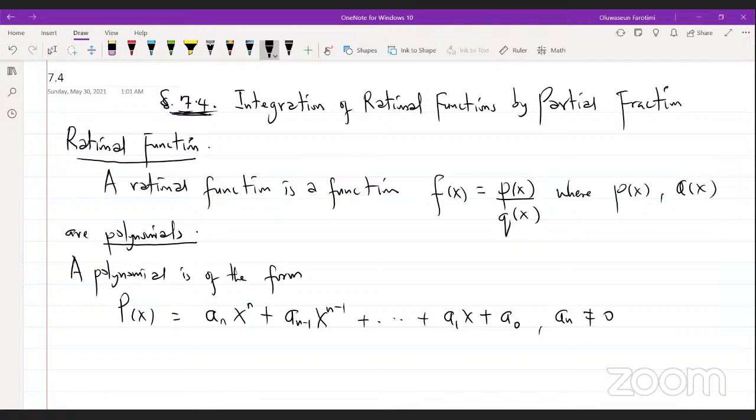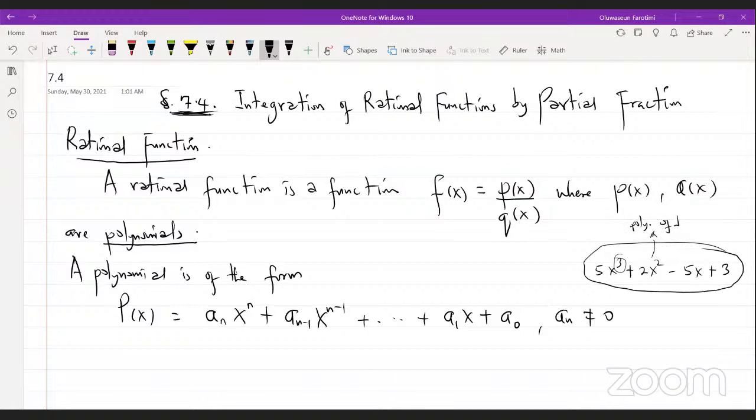An easy example is this. Suppose you have 5x cubed plus 2x squared minus 5x plus, let's put 3. So this is a polynomial of degree 3. But in this case, we are just writing the general form. The general form of the polynomial is given by this.